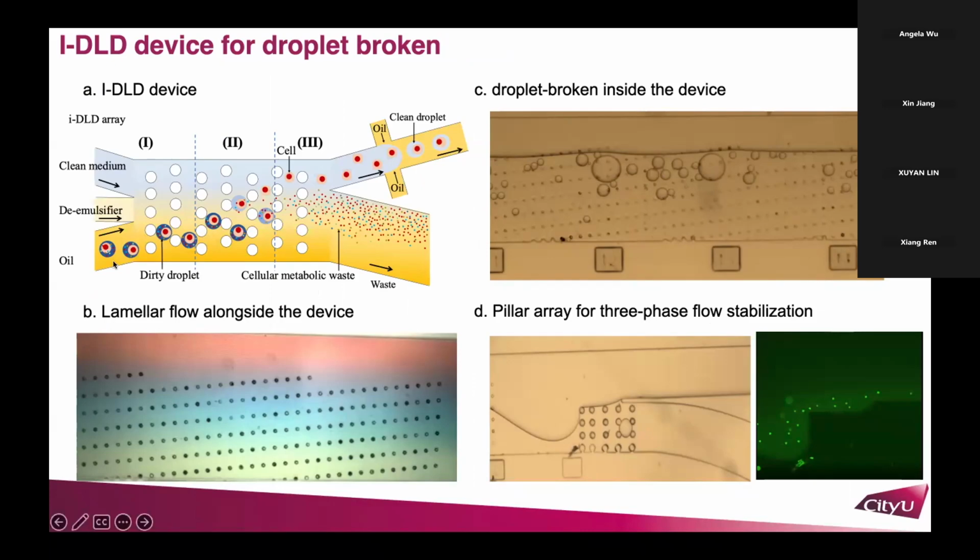The first one is the water-in-oil droplets. The second, the middle phase, is the emulsifier. As the droplet goes through this area, the surfactant at the surface of the droplet will be gradually washed out, and finally, the droplet will be broken and release the contained cells into the fresh medium. Then the dirty medium around the cells will be washed and cleaned up, and finally the cells will be re-encapsulated into the oil directly.